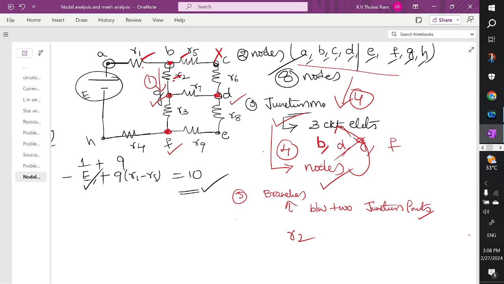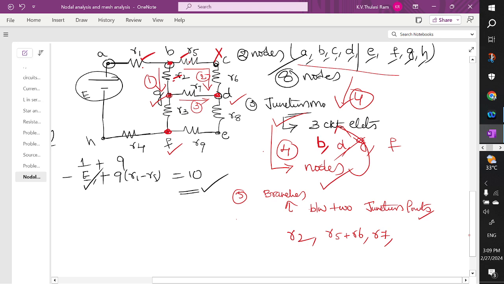Okay. Next one is between these two. The red colored marks are the only junction points. This is one junction point. This is another junction point, which is nothing but R5 plus R6. Next, the third one is R7, another branch between two junction points. Next one you have here is R3. So this is also the fourth branch.